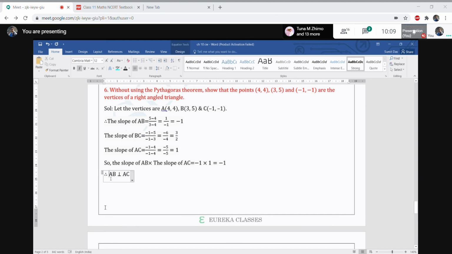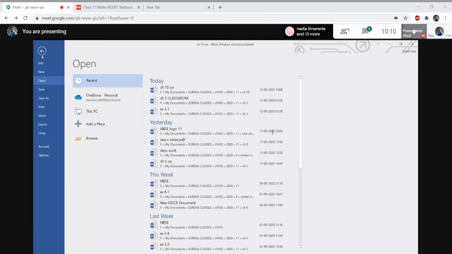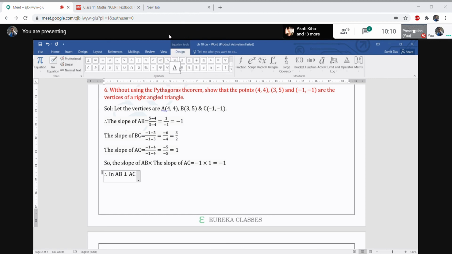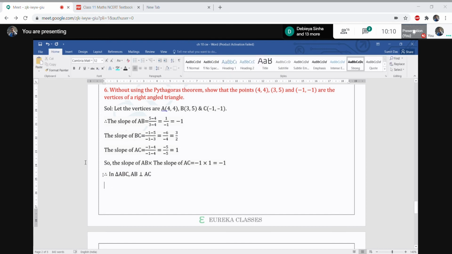Or you can write, therefore, in triangle ABC, AB is perpendicular to AC. Therefore, triangle ABC is a right angle triangle.